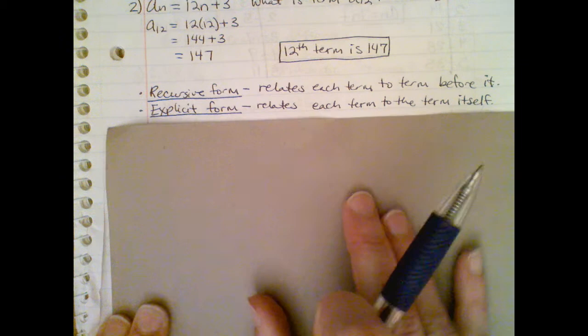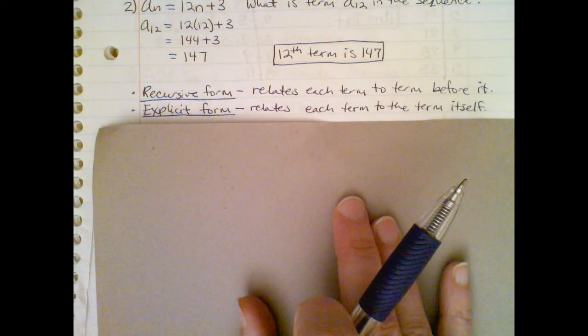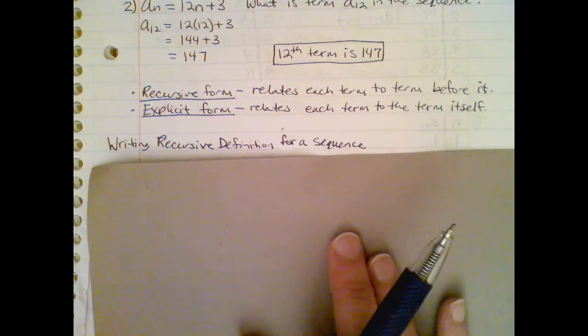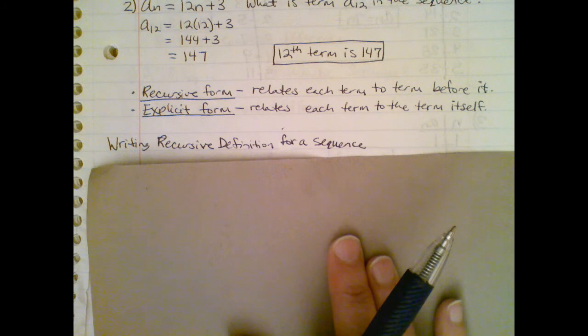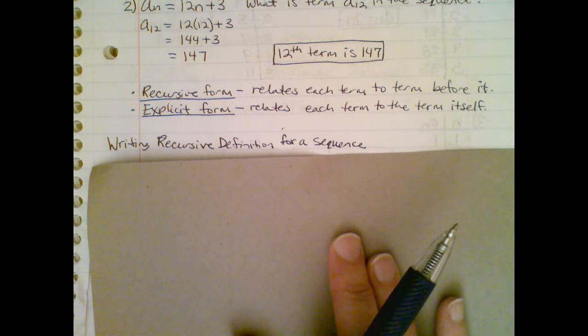Next, I would like for you to write these 2 definitions down. For a recursive form, you are relating each term to the term before it. And then explicit form is you're relating each term to the term number itself. Okay, now I'll explain the difference between both of these as we're going through. So we're going to start off with writing recursive definitions. And again, recursive means we're relating it to the previous term.